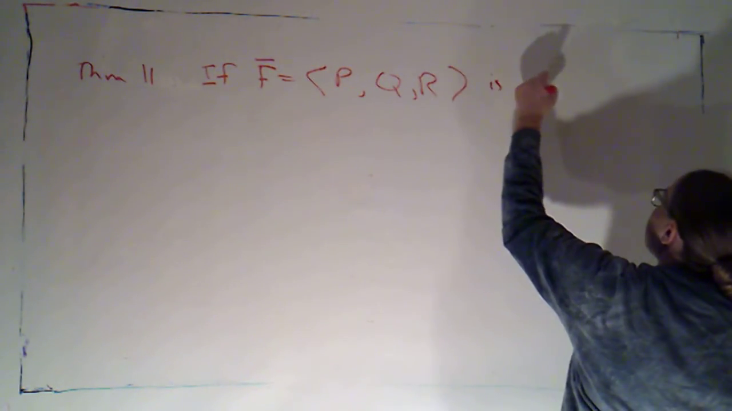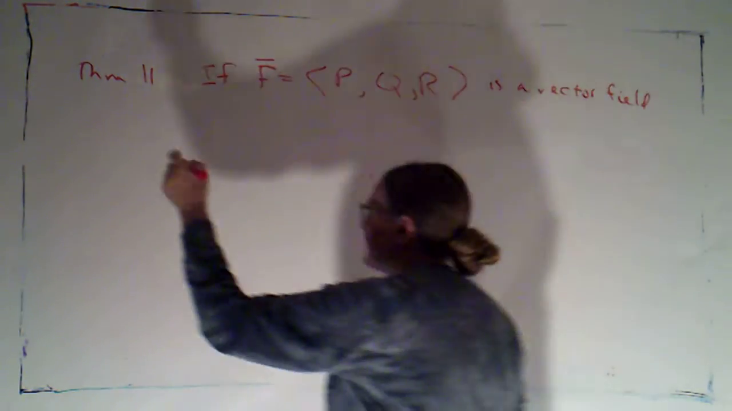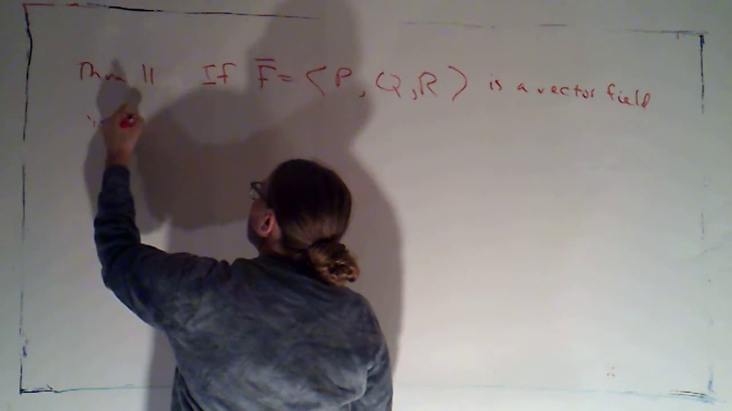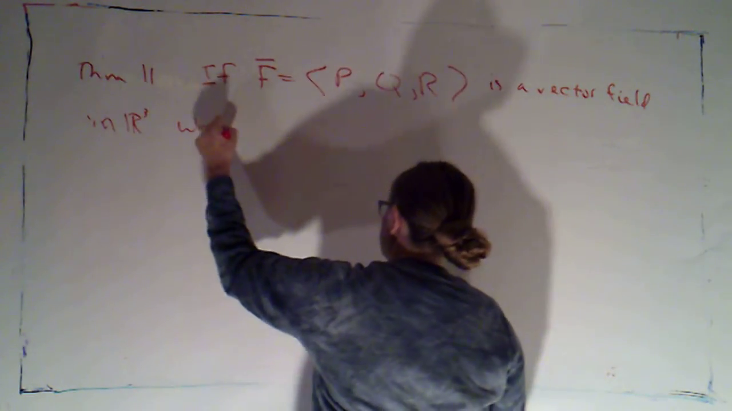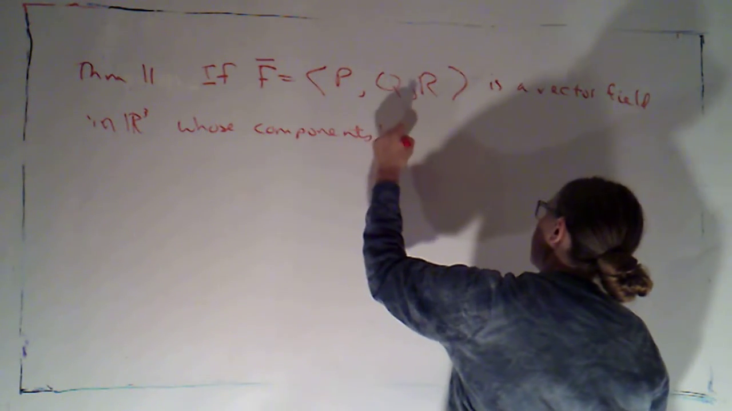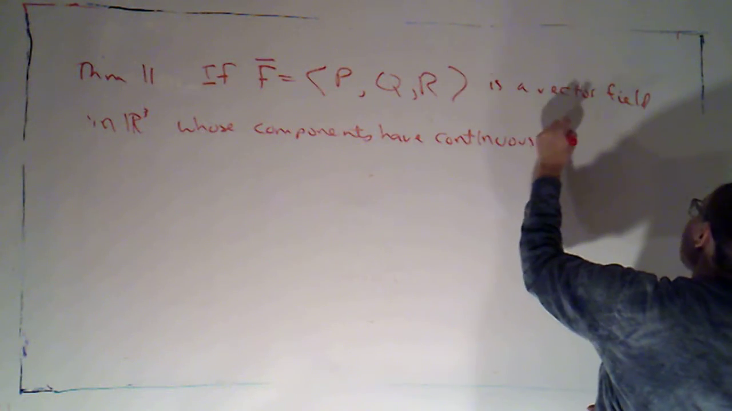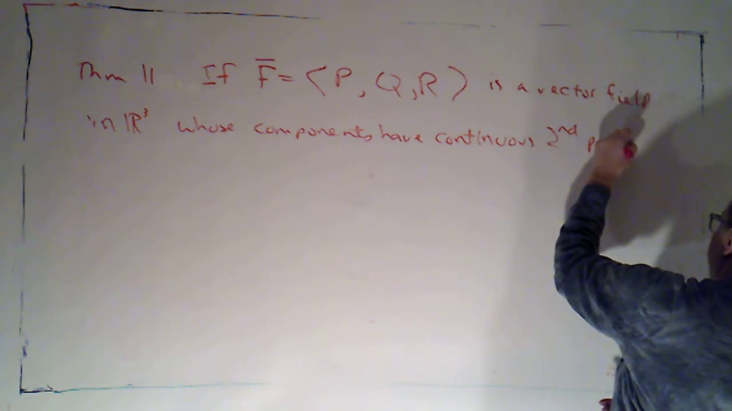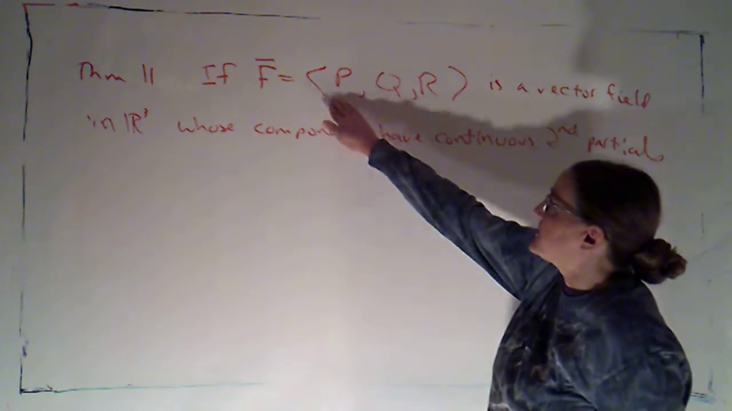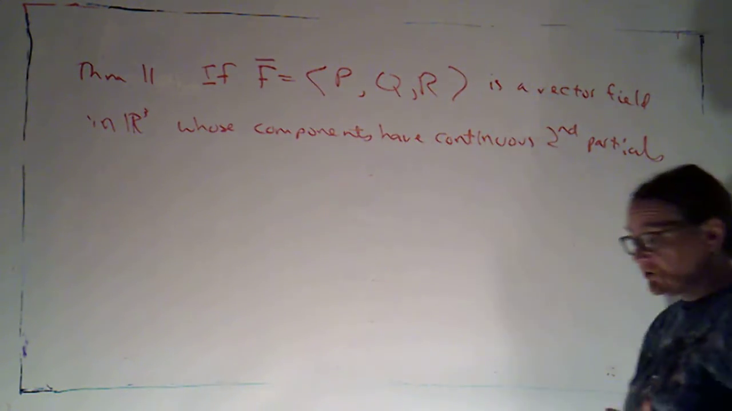If this is a vector field in 3 space, obviously, whose components have continuous second partials. So the components are just the 3 functions p, q, and r. We're going to require that their second partials be continuous.